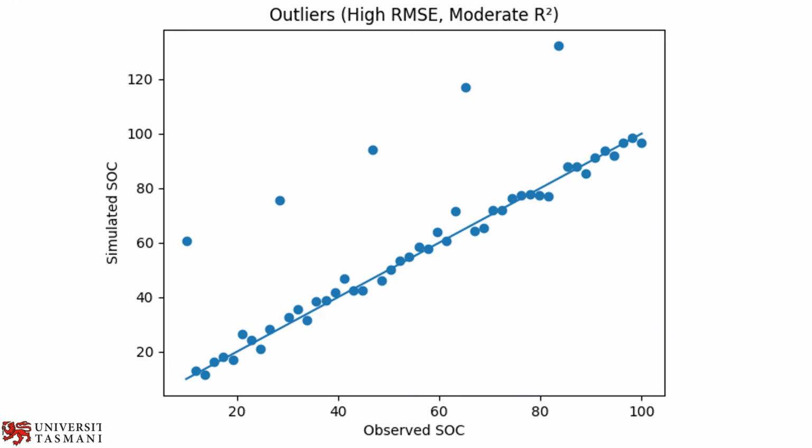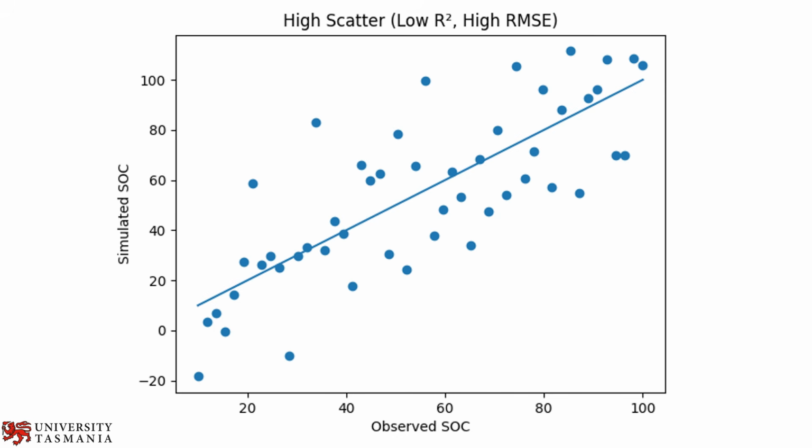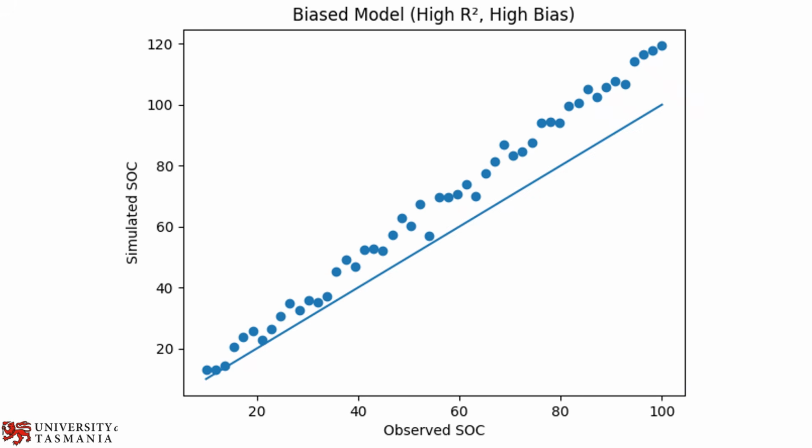You then might have a case where the majority of your simulated values are similar to the observed values, and that's what we want. We want them to fall along this one-to-one line, but you have a few outliers. Not many, but a few. In that case, you'd have a high root mean square error, and you'd have a moderate R-squared value. In the case where you have high scatter, you would have a modest to low R-squared value, and you'd have a high root mean square error. You could have the case where there's a good correlation between the simulated and the observed values. So you'd have a high R-squared value, but you've actually got a high bias.